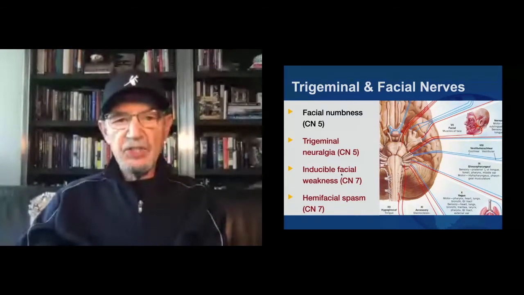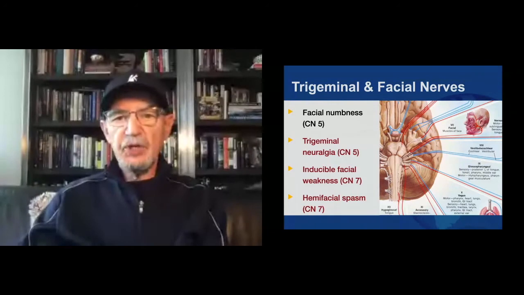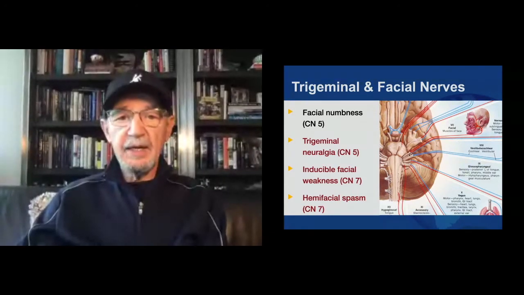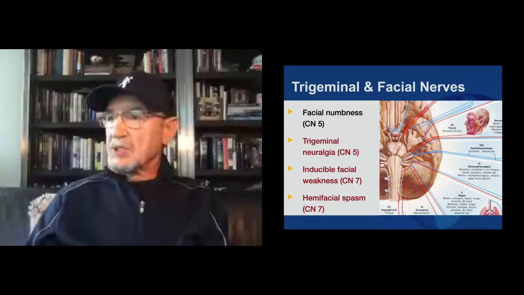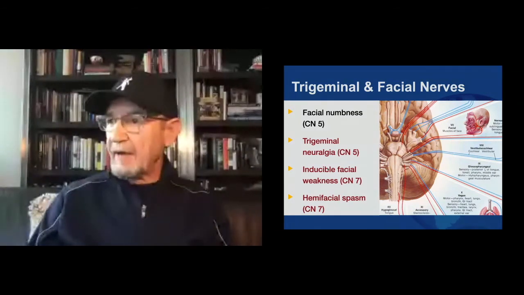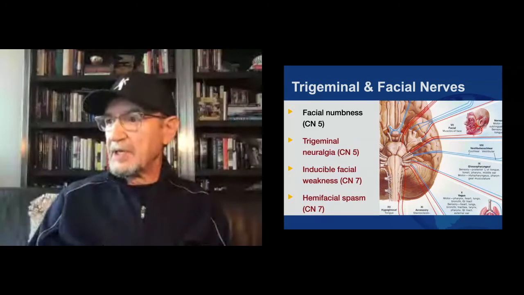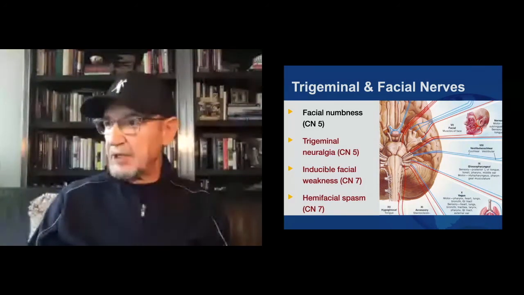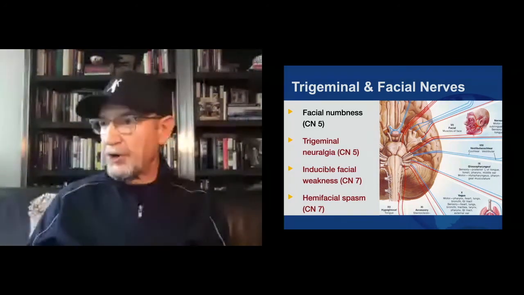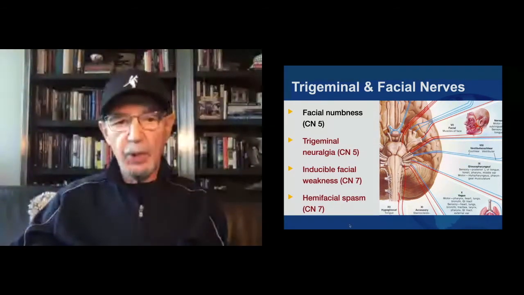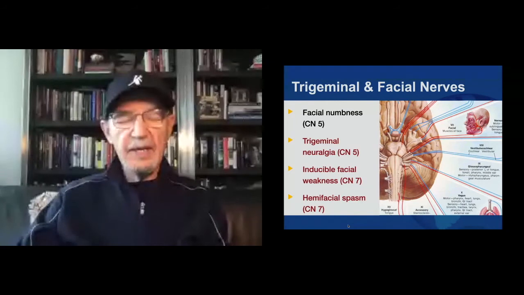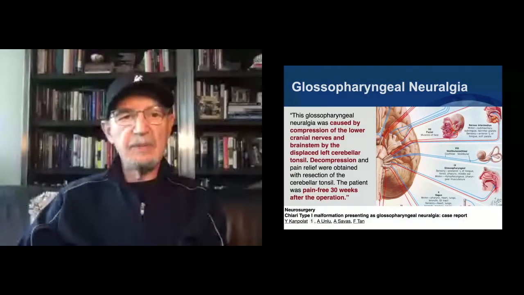There's facial weakness. The facial nerve is right here. And inducible means if somebody might turn their head to the left, and there's a case reported on this, and the face gets weaker, they're stretching one nerve in that position. And in some people, the face will twitch on one side or the other. Again, these are less common symptoms.